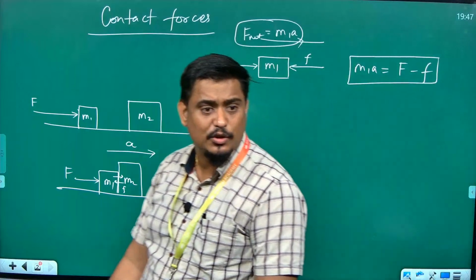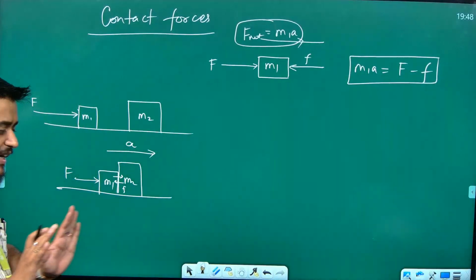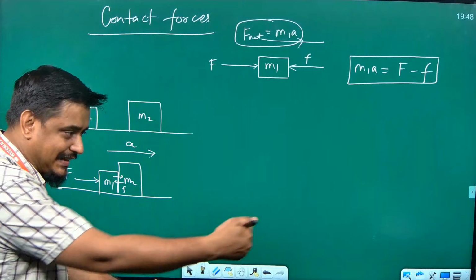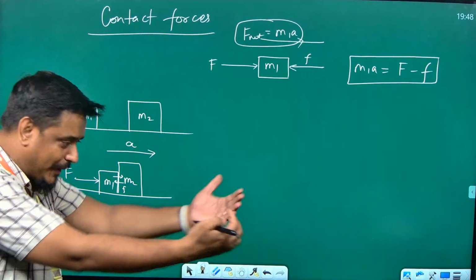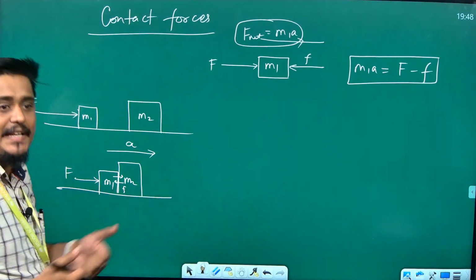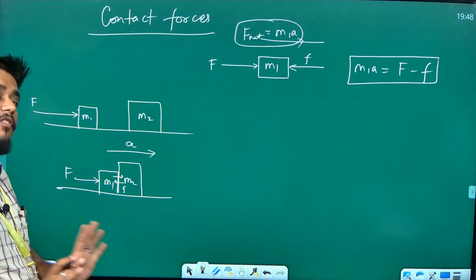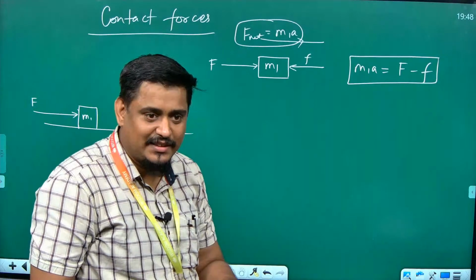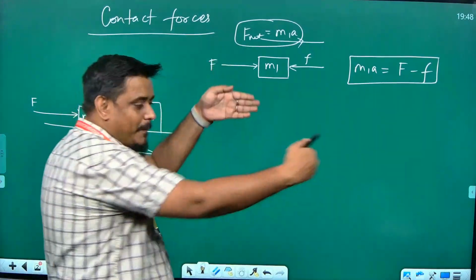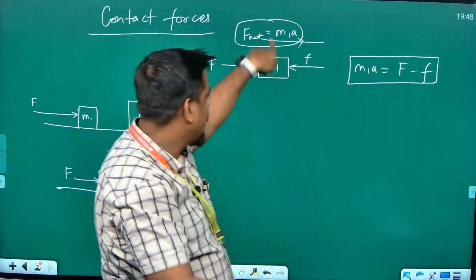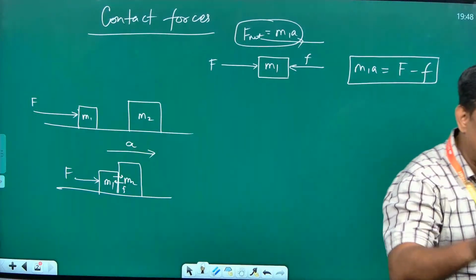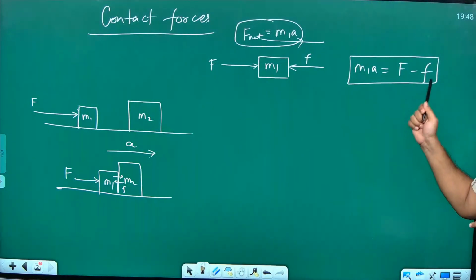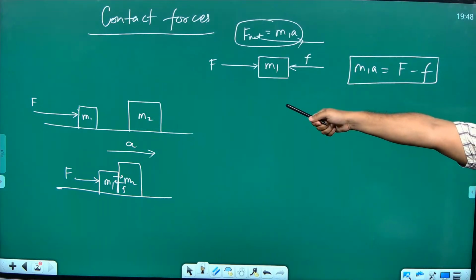Is it true? If I apply force in this direction, 100 Newton. On that side Bhupesh is standing. He is applying 20. I am applying 100, he is applying 20. With what net force will the body move? 80. How did you get 80? 100 minus 20. Isn't it? So, here F minus f will give the net force, which will be M1a. Is this equation clear to you? This equation has come from the free body diagram of the first mass.